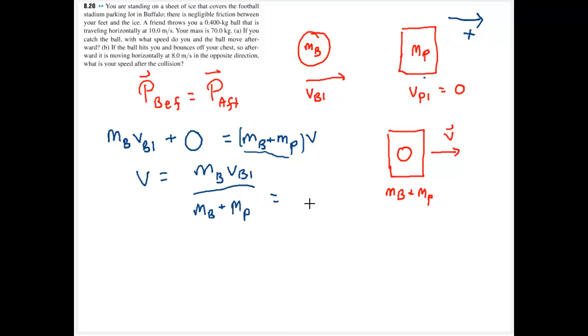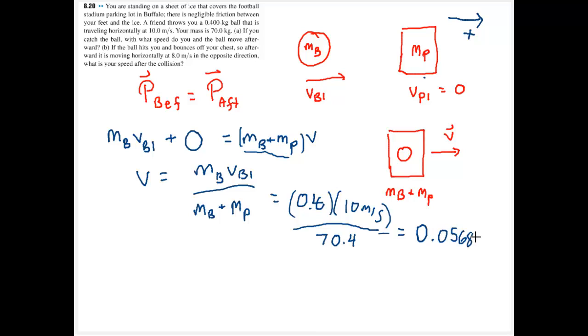And we know what all these quantities are. The mass of the ball is 0.4 kilograms. The velocity of the ball is going to be 10 meters per second. And the mass of the ball, 0.4, plus the mass of the person, 70, is going to give me a total mass of the system of 70.4 kilograms. Sum these guys up, and turns out that you're going to get 0.0568 meters per second. So you're moving, but you're not moving very fast because the ball didn't weigh a whole awful lot.